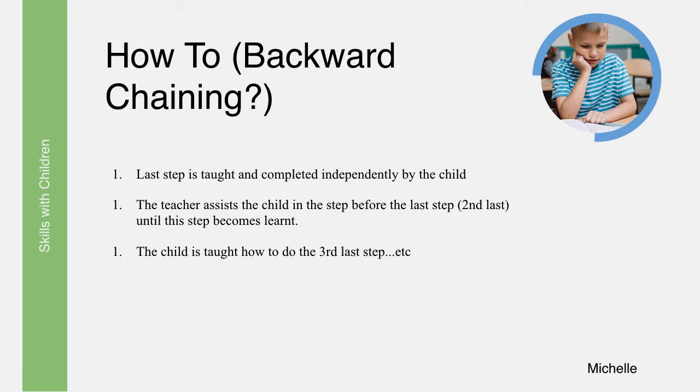So that was forward chaining, and backward chaining is basically the same thing except in reverse order. So this time for backward chaining, you would have the last step taught and completed independently by the child. The teacher assists the child in the step before the last step, so the second last step, until this step becomes learned. Then the child is taught how to do the third last step, and so you just keep going in reverse order.